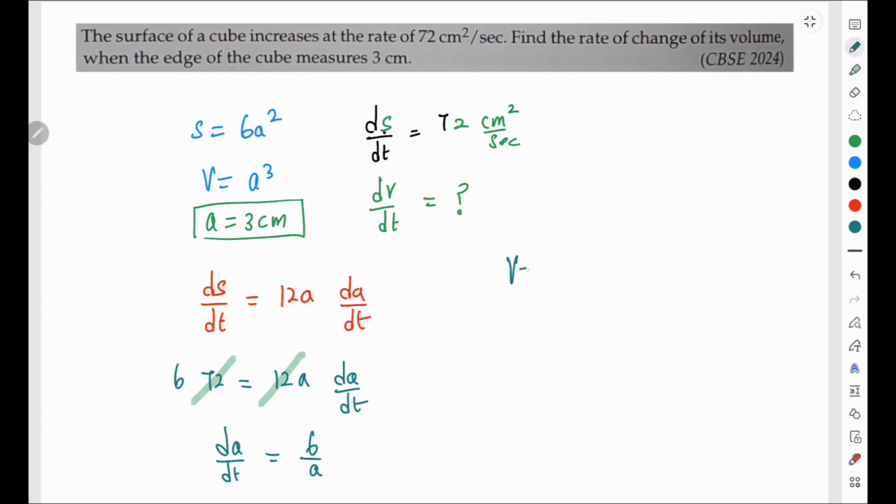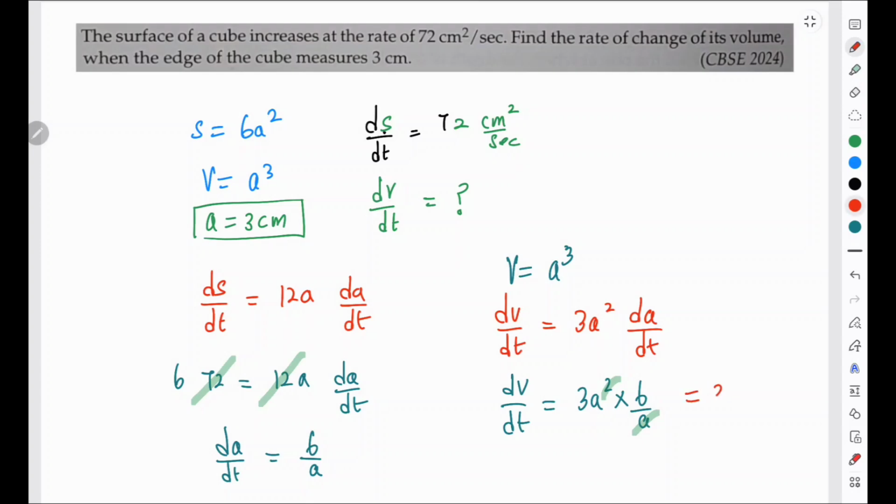Now tell me what is volume. Volume is equal to a cube. Now differentiate this. dV by dt is equal to 3a square da by dt. Substitute here. dV by dt is equal to 3a square into 6 by a. Now we just cancel these two things and substitute the value. So what is the value? 3 into 6 into 3, which is 9 sixes are 54 centimeter cube per second, right?